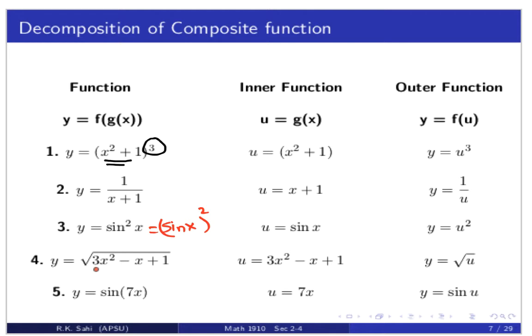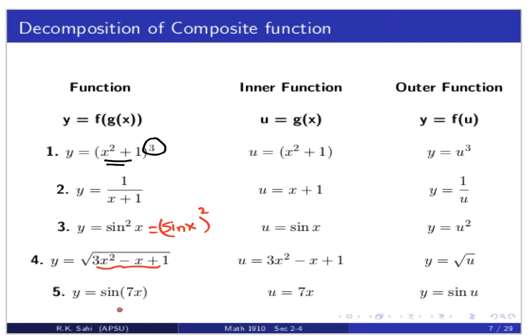Okay, let's look at number 4. Number 4 is a square root of another function given by 3x squared minus x plus 1. So clearly the inner function is 3x squared minus x plus 1, that is u here. The outer is the square root, that's the square root of u.